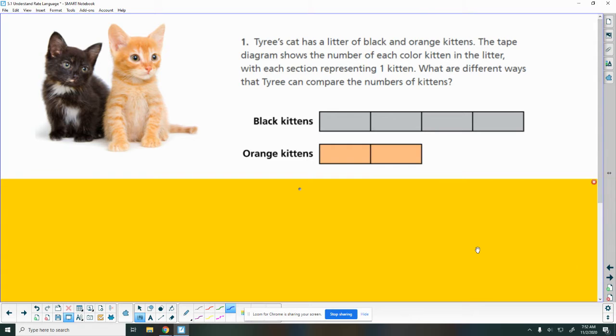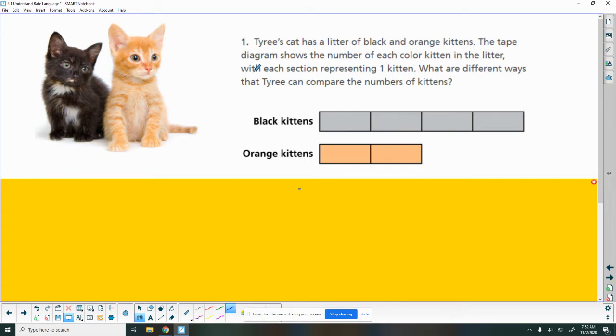Okay, let's go ahead and look at task 1 here. So Tyree's cat has a litter of black and orange kittens. So this is a tape diagram. I like to think of it like I have a little tape dispenser and I'm pulling equal pieces of tape out. So the tape diagram shows the number of each color of kitten in the litter. Every section represents 1 kitten.